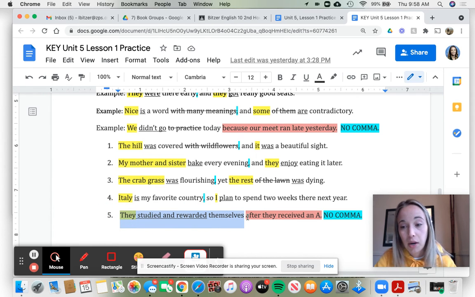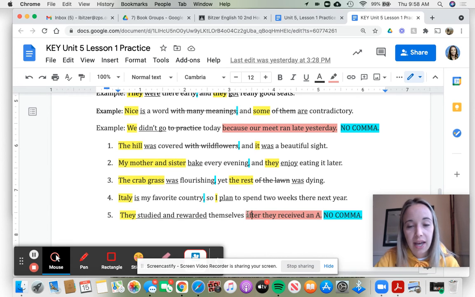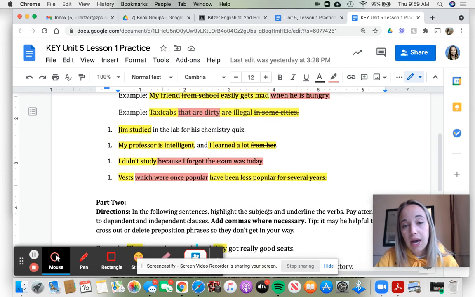Now the second part, we have an adverb clause, if you remember from last unit. After they received an A. Again, I can't walk up to somebody and say, after they received an A, you're waiting for more information. It's dependent. Since it's dependent, we do not bring it together with a comma and a fanboy. No comma, stays just the way it is. And if you remember from last unit, if an adverb clause comes second, there's our hint word for adverb clauses, no comma.